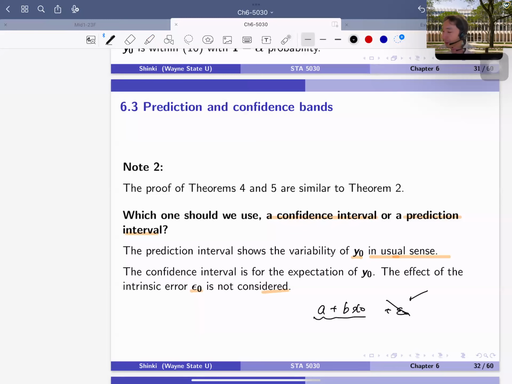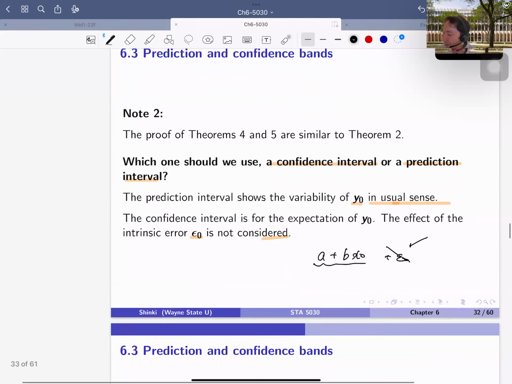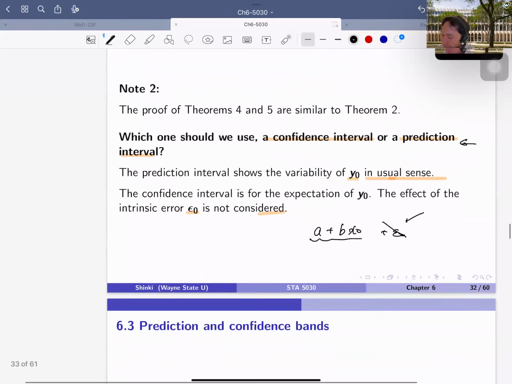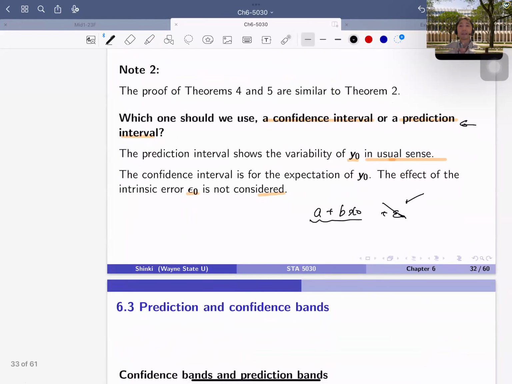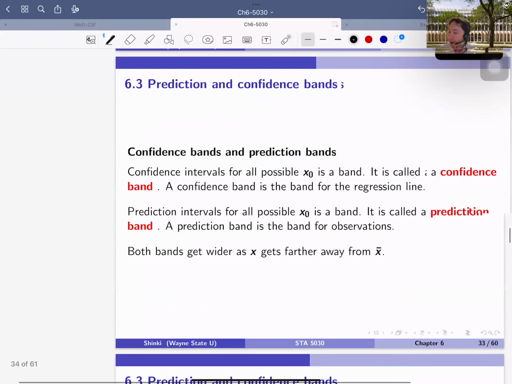But in a practical sense, the variability of y naught is described by the prediction interval. Any questions? Yeah, so confidence intervals and prediction intervals are different.